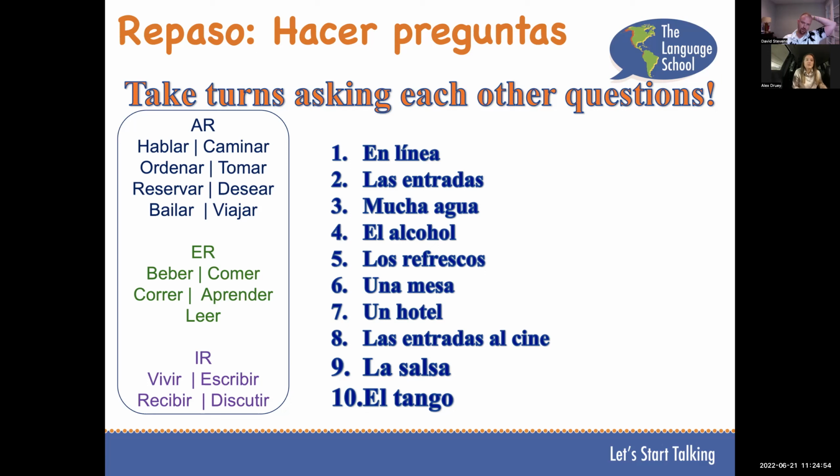¿Reservas una mesa? No, no reservo una mesa. Sí, reservo una mesa. Necesito reservar una mesa. ¿Reservas un hotel? No, no reservo un hotel. ¿Qué significa las entradas al cine? So entradas, we learned in the past, it means like an appetizer. Right, al cine. What's that? What's an appetizer? It's the start or the entrance of a meal. El cine is the movie theater. So las entradas al cine is like saying the entrance to a movie theater, or in other words, tickets.